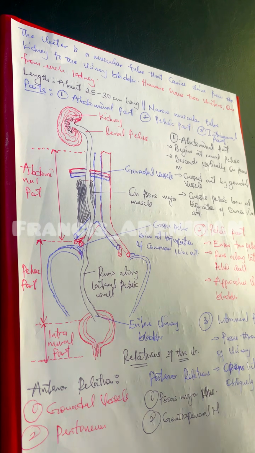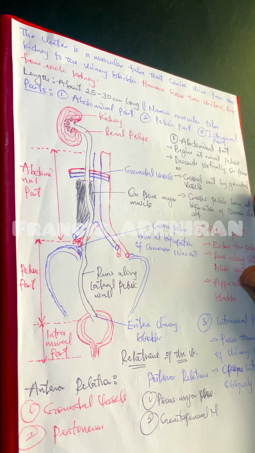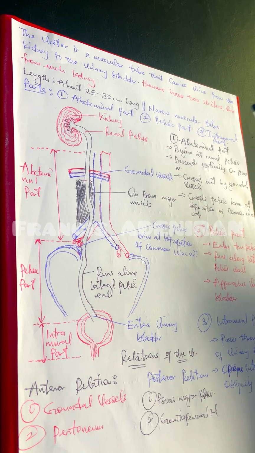As earlier said, the ureter is a muscular tube that carries urine from the kidney to the urinary bladder. Humans have two ureters, one from each kidney. The length of the ureter is about 25 to 30 centimeters, and it has three parts. The first part is the abdominal part, the second is the pelvic part, and the third is the intramural part. So let's start by discussing these parts one after the other.